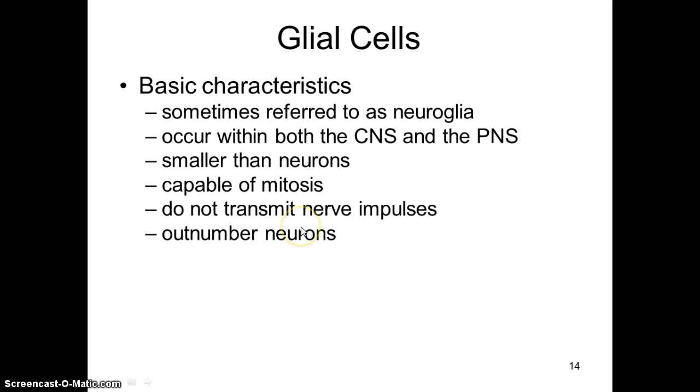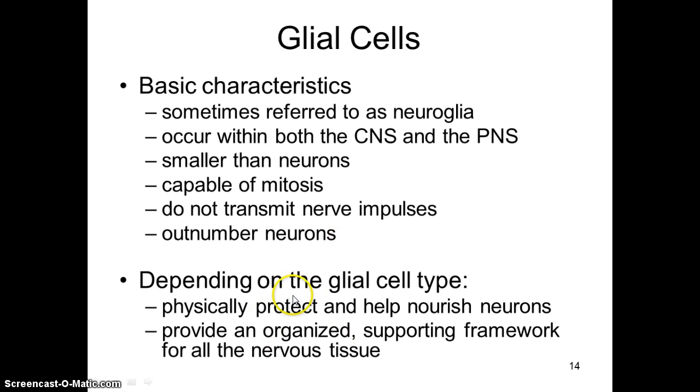So we do continually make or reproduce new glial cells to support those long-living neurons that we have. In a generalized summary, glial cells are responsible for supporting neurons, both physically to protect them and to help nourish them, depending on the glial cells we're talking about, and to also provide a structural framework or scaffolding onto which other nervous system cells are organized or are found.